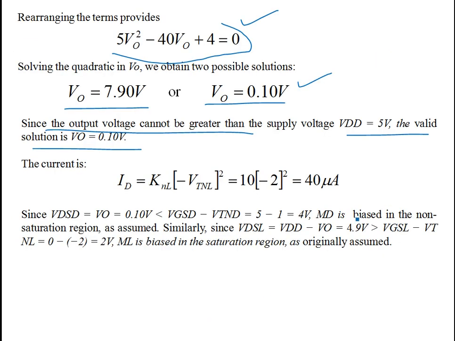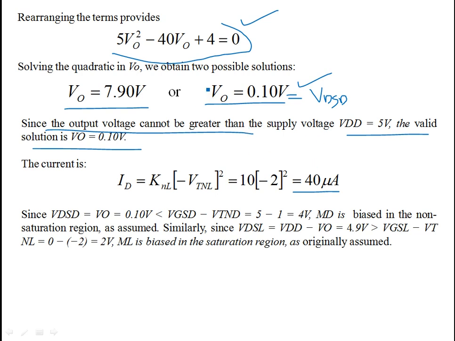So this is the current, because we are supposed to find the current and the output voltage. In this case, this is VDSD. So we have VDSD and we have ID. These two parameters were supposed to be found.